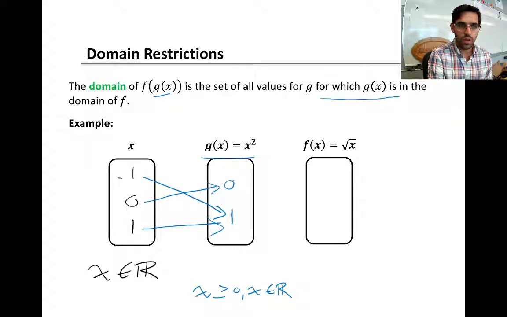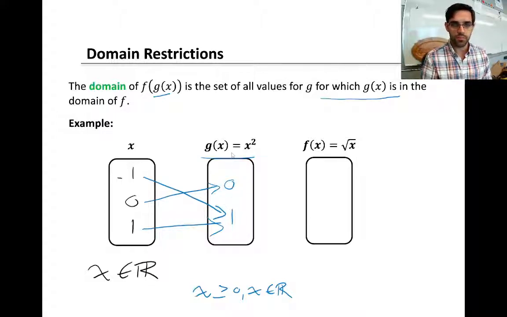All right, so again, we're going to talk about domain restrictions. When I put a function inside of a function, the domain of f is not necessarily the domain of f of g of x. F of g of x, the composed function, its domain is limited by the function g of x. To highlight that a little more, for g of x, its domain is any real number. That's what this says right here: x is an element of all real numbers. I could take any number and put it into g of x, so any number is in the domain of g.